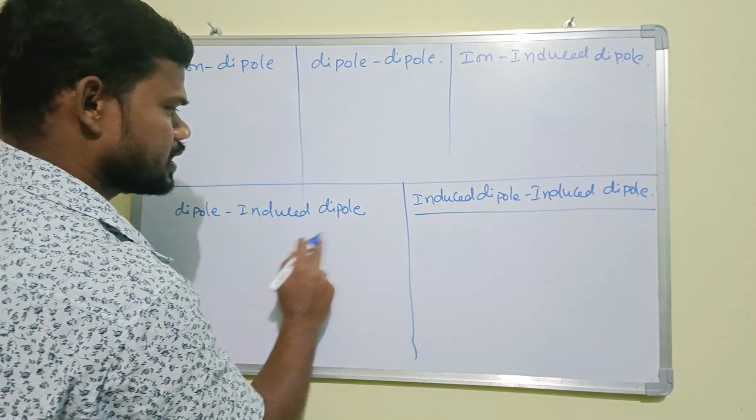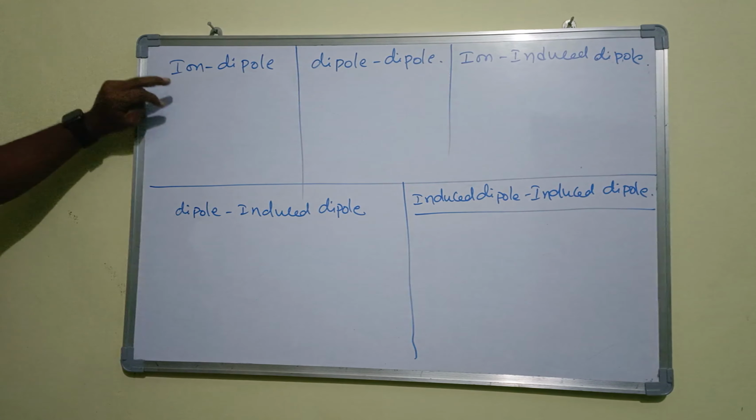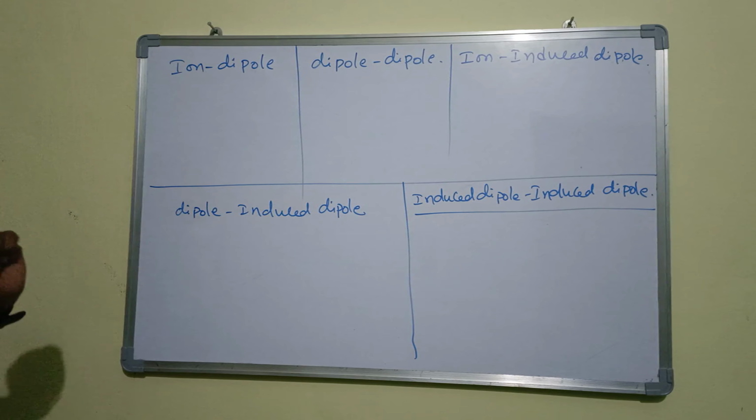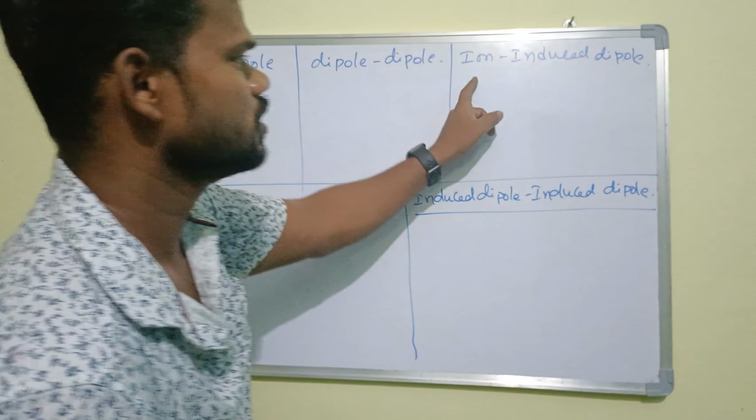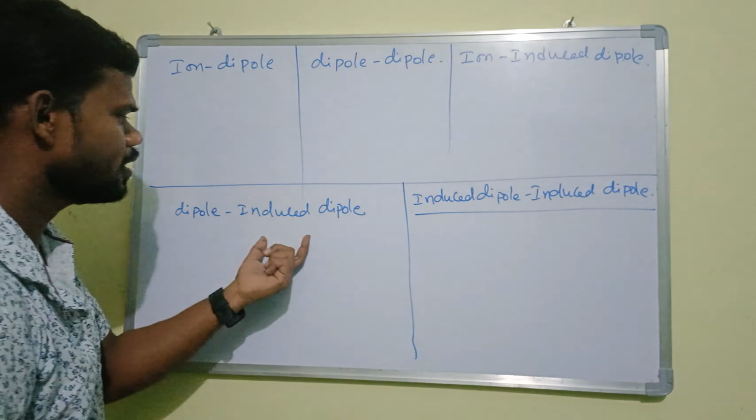In general, we are discussing van der Waals interactions. In these 5 interactions, what does ion-dipole interaction mean? What does dipole-dipole mean? What does ion-induced dipole mean? What does dipole-induced dipole and induced dipole-induced dipole mean? We can discuss that now.